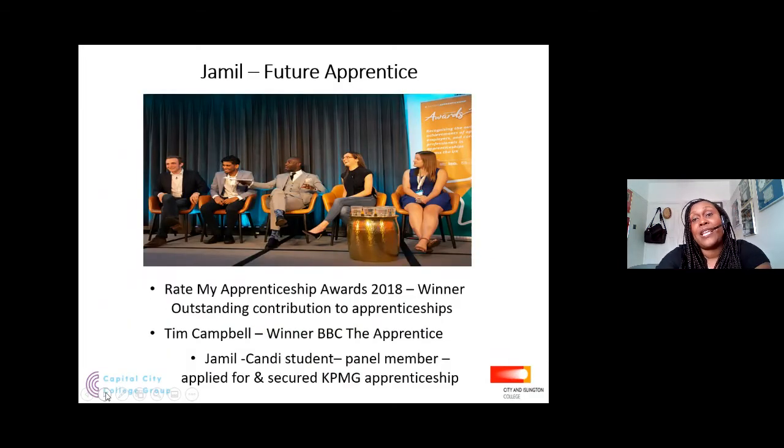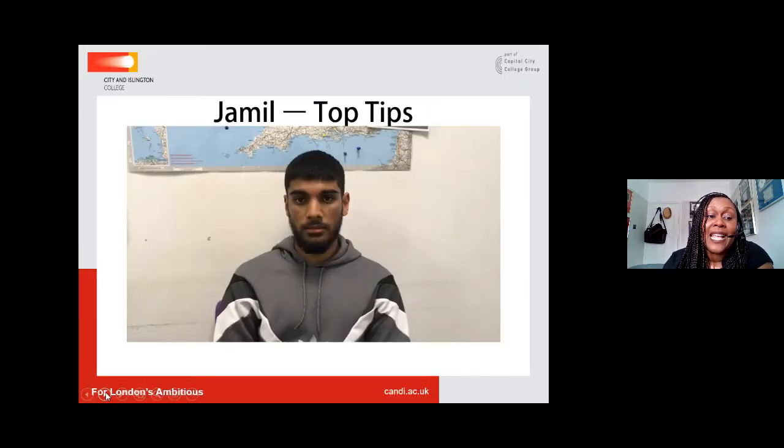Okay, so just touching on apprentices. Jamil, who is pictured second from the left-hand side in this picture, is an ex-student and he's recently secured a degree apprenticeship with KPMG. He was sitting on a panel for the Rate My Apprenticeships Awards ceremony. And in the middle, you've got Tim Campbell, who was the very first winner of the BBC's The Apprentice. So we're fielding some really great students who are going on to amazing opportunities within the apprenticeship field. And here he is, kindly sharing some top tips about the application process for degree apprenticeships.